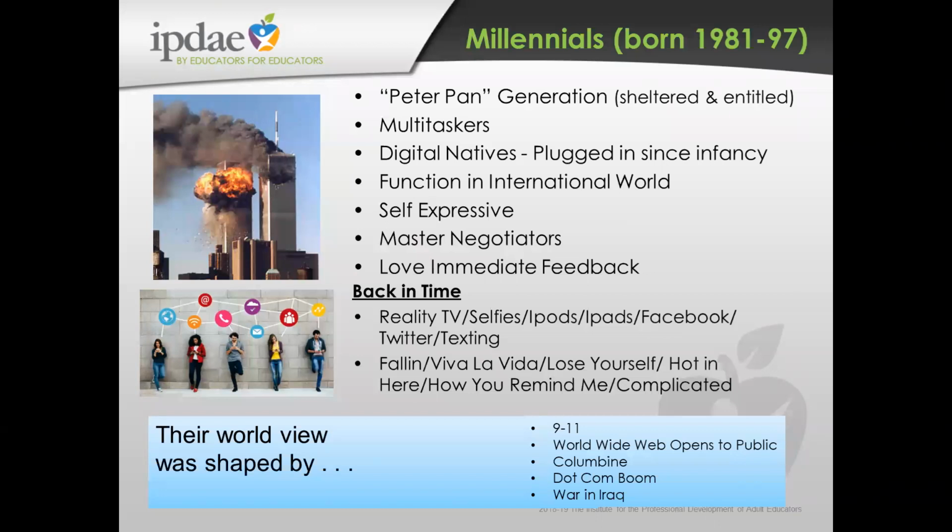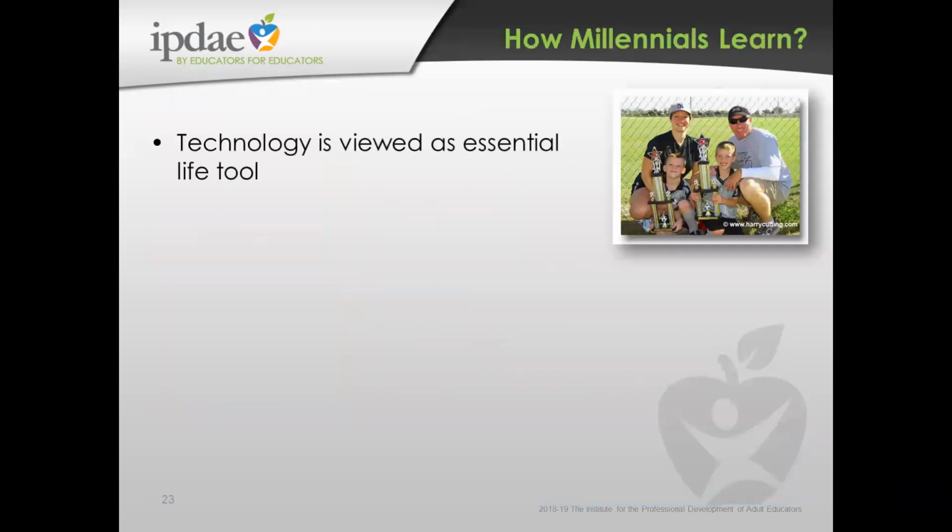But when we look at millennials, their world very much was shaped by 9/11. A millennial remembers exactly where that millennial was during that happening. They understand that the World Wide Web was open to everybody, to the public, very much into some of the school things such as Columbine, the dot-com boom, and of course the war in Iraq, all things that have shaped the world of the millennial. So, how do millennials learn? They are very much the connect me to what I need. Don't tell me other stuff, just connect me to what I need.